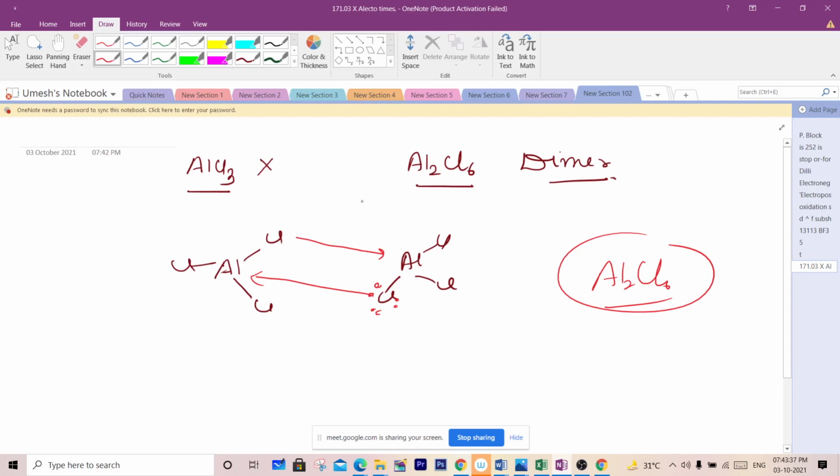Al2Cl6 dimer is formed. Dimer means two units are joined together. Yes, that's right.